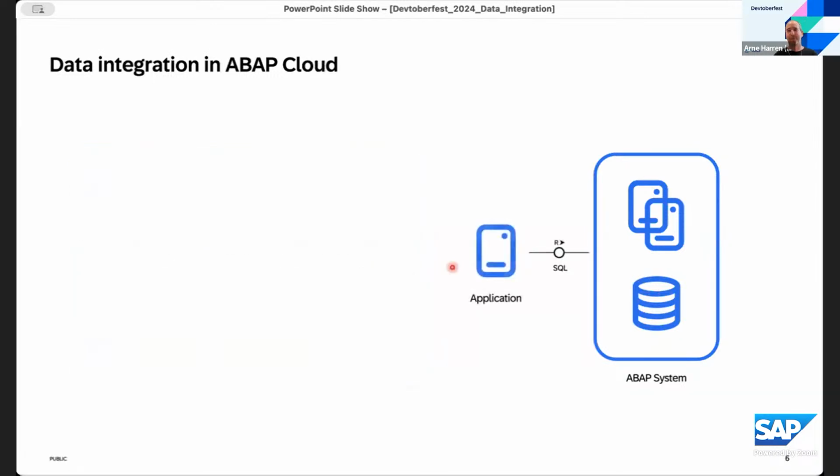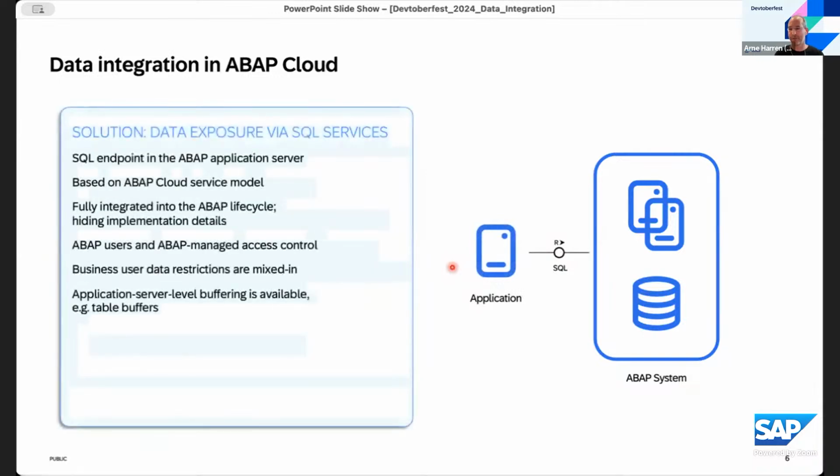Well, we can, because the solution is the SQL services. With the SQL services, we have opened up a SQL port on the layer of the application servers. So an application now doesn't need to go to the database, but it can go to the application server and talk SQL to that application server. All the modeling, like which objects should be exposed and which user can access these objects, is all based on the ABAP Cloud service model with traditional service definitions and bindings.